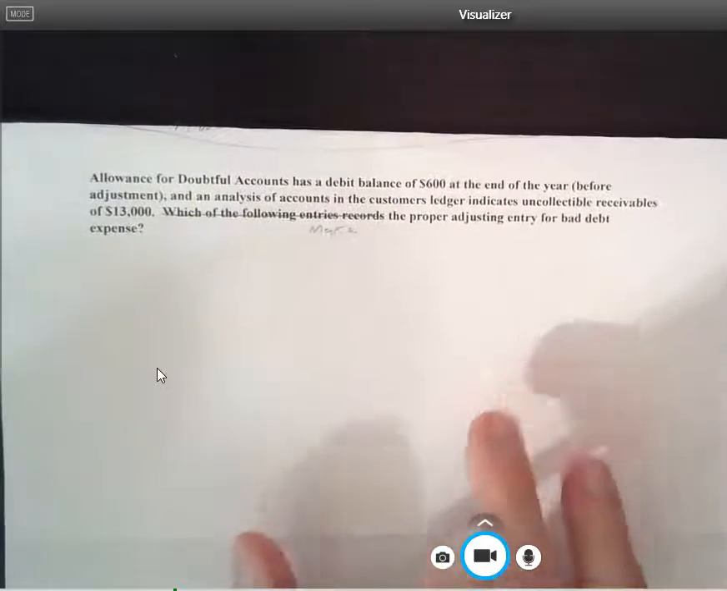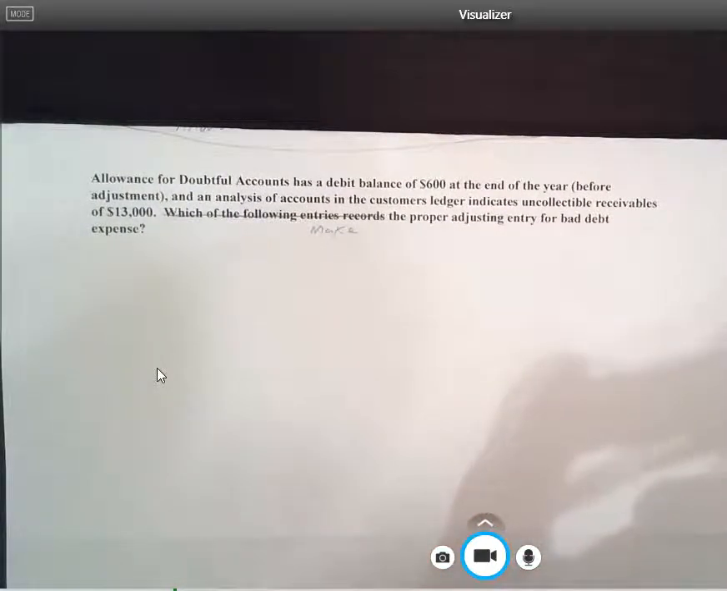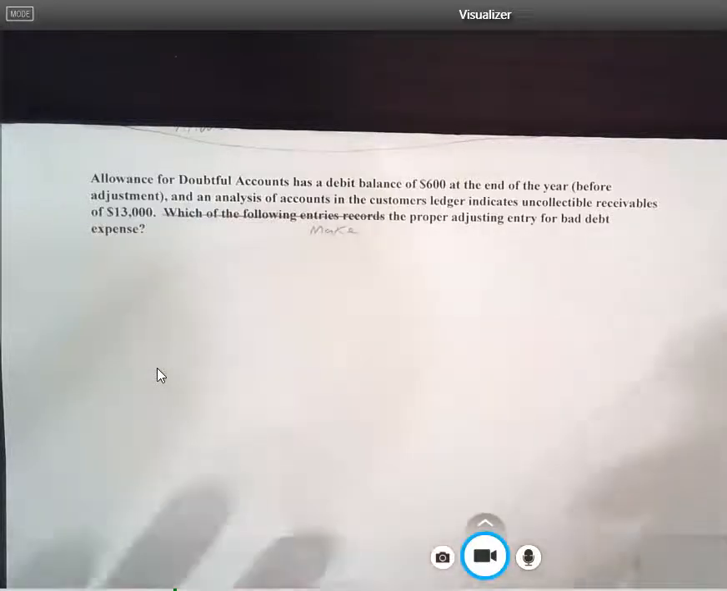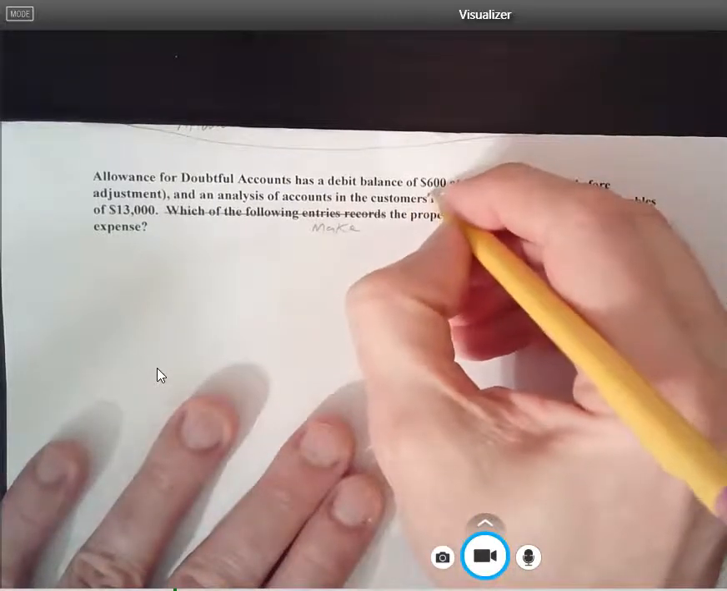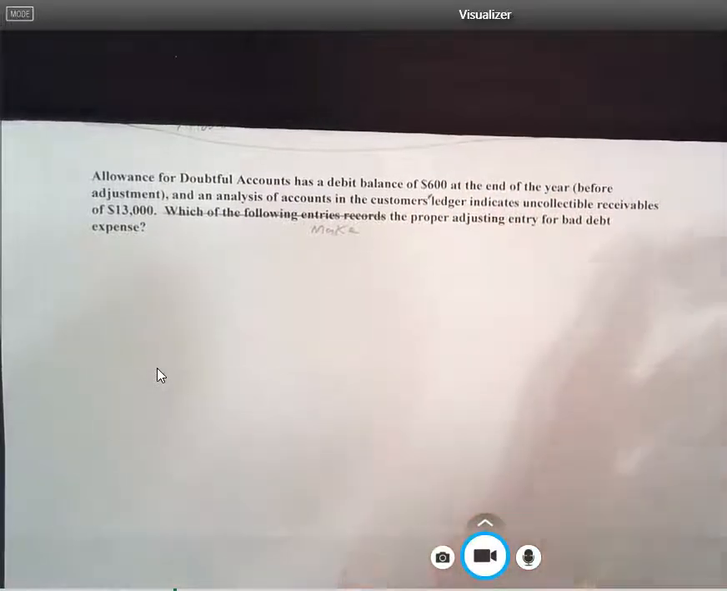Let's look at this last question, and I did catch an error in this. It says allowance for doubtful accounts has a debit balance of $600 at the end of the year before adjustment. An analysis of accounts in the customers' ledger indicates uncollectible receivables of $13,000. This customers here should be plural possessive, because we're talking about all the customers. And then it says make the proper adjusting entry for bad debt expense.